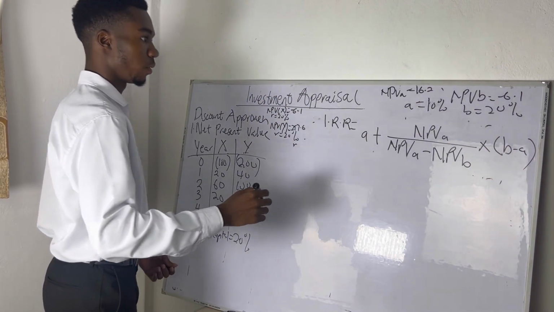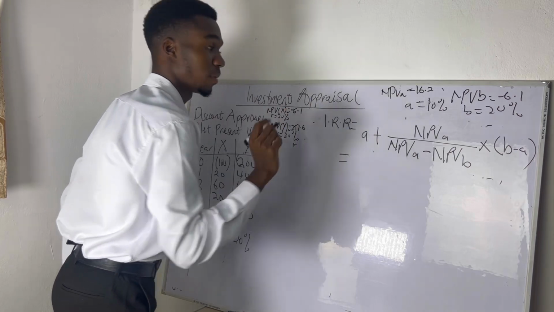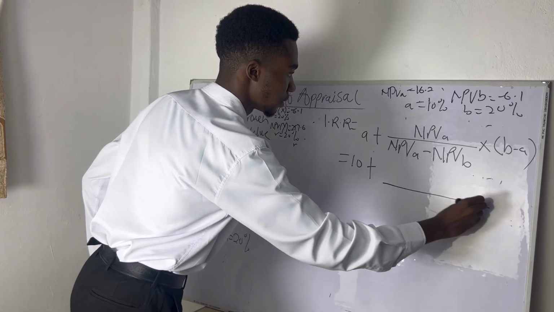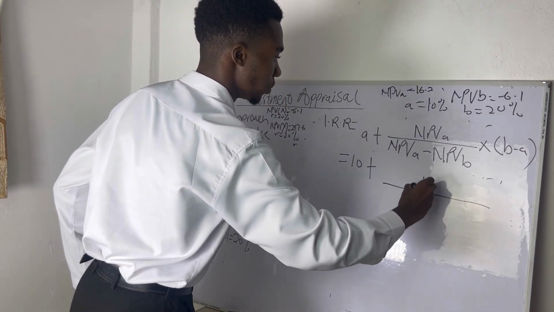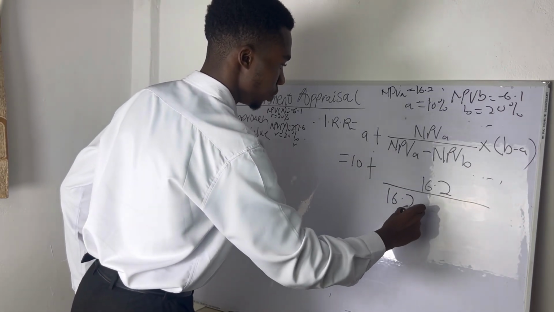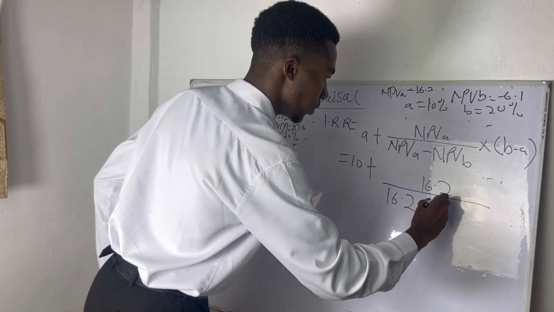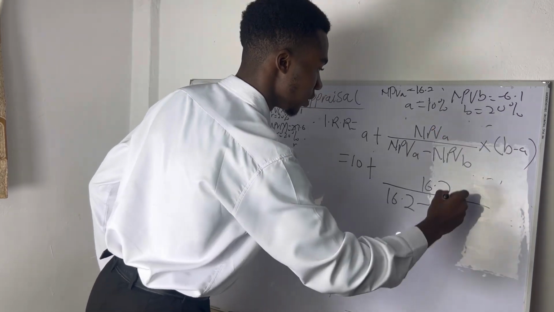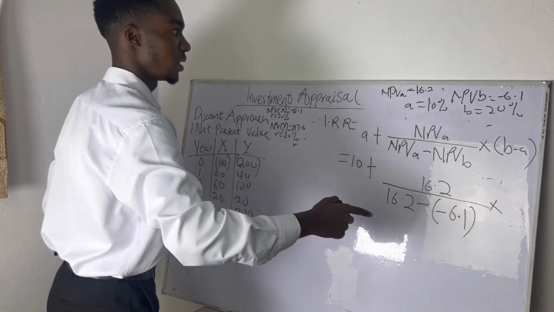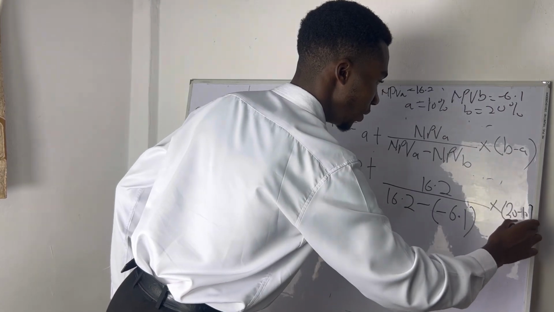So now substituting into the formula, we said A is the rate that gives you the positive number, which is 10%, because 10% gives us a positive NPV. So we have 10 plus the NPV of A, which is 16.2, over NPV of A again, 16.2, minus the NPV of B, which is the negative NPV, minus negative 6.1. Then times B minus A. B is 20, A is 10. So 20 minus 10, which are the rates.